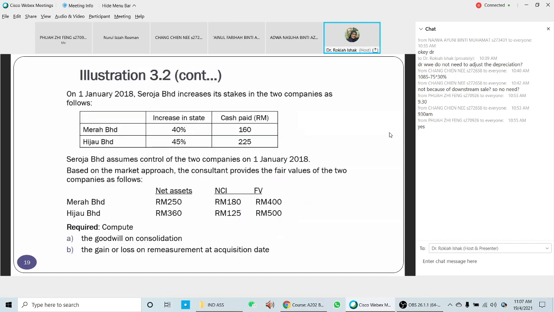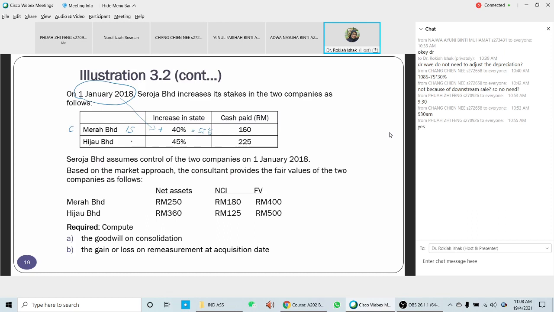So on 1st of January 2018, Seroja increased its stake in the two companies. Now for Merah, an increase of 40%. You buy another share, you add another 40%. Previously you had 15%, and now adding 40%, it becomes 55%. So starting from 1st of January, you have control over Merah.